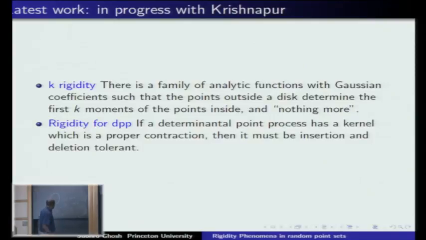This analytic function converges on the unit disk, and the zero set is a determinantal point process with respect to the hyperbolic measure. And this is not rigid, so it is insertion and deletion tolerant.